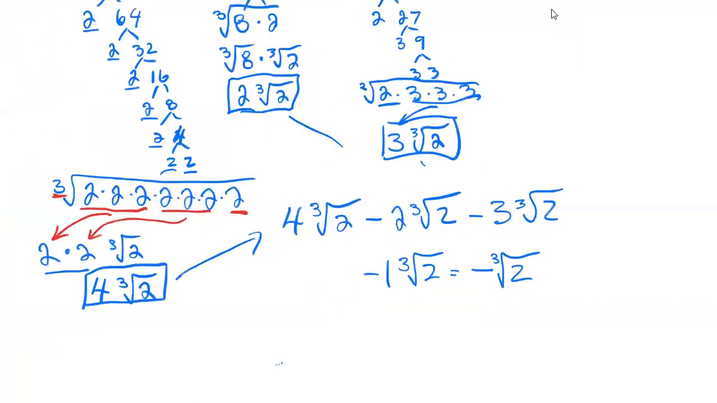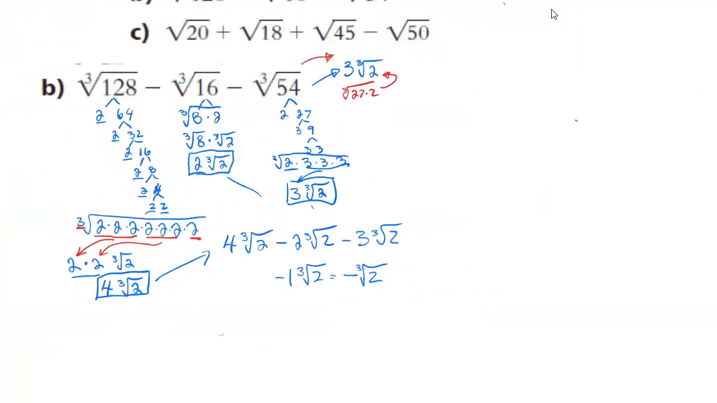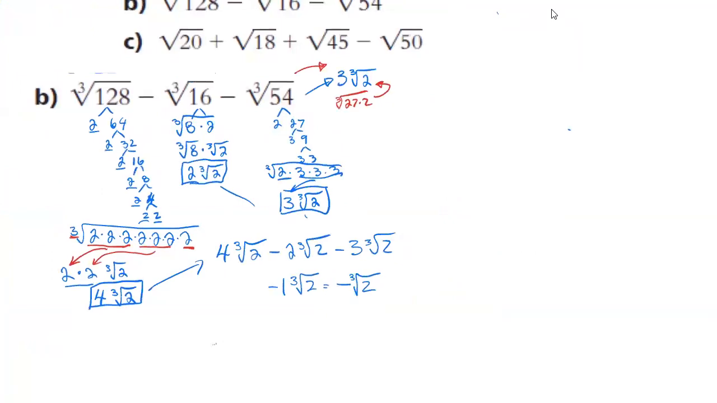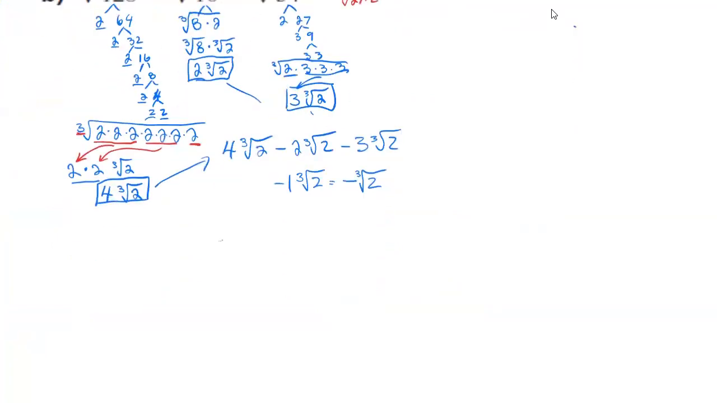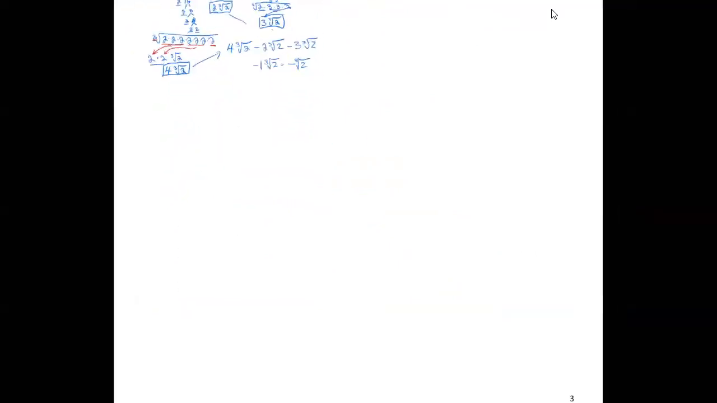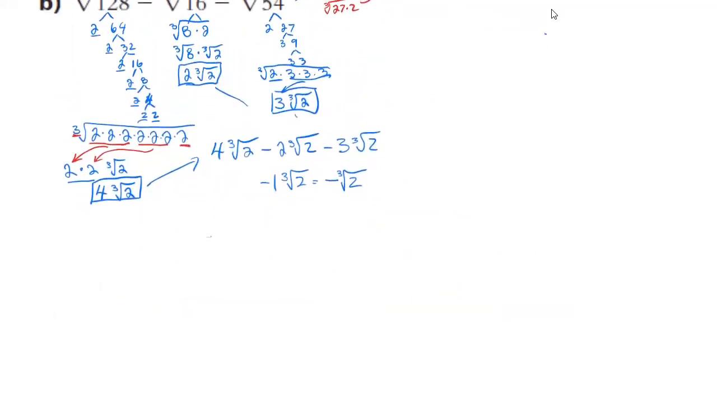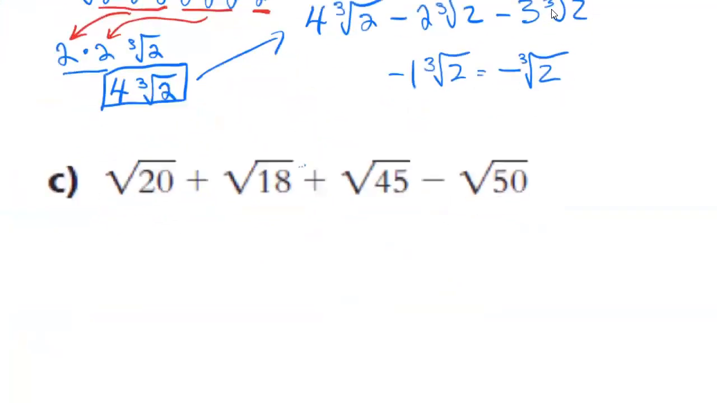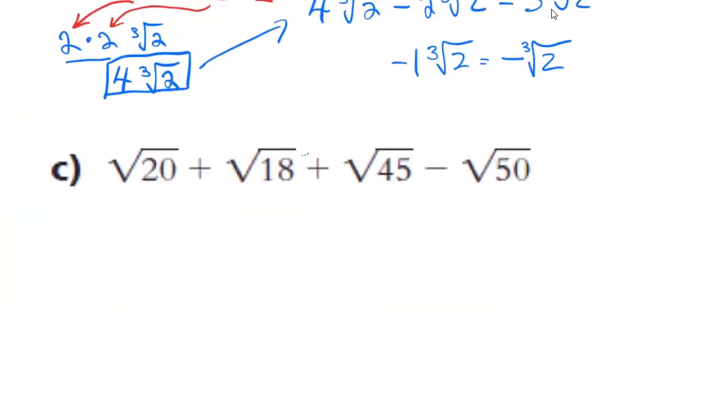Okay, that's number 2. Now let's do number 3. Or not, sorry, that was letter B. Let's do letter C. So again, I'm going to go like this. I can see it down here. Copy. Paste. Move it a bit. There. Square root of 20 plus square root of 18 plus square root of 45 minus square root of 50.